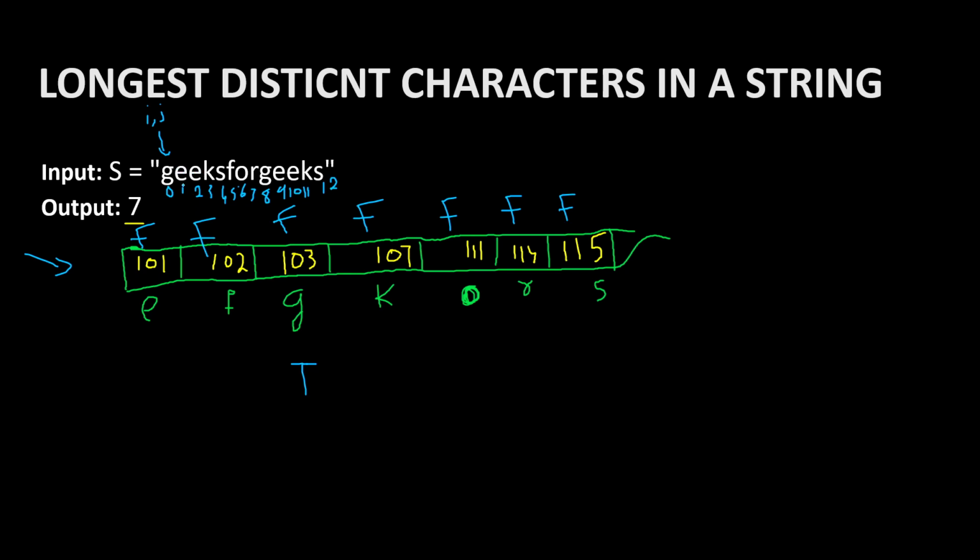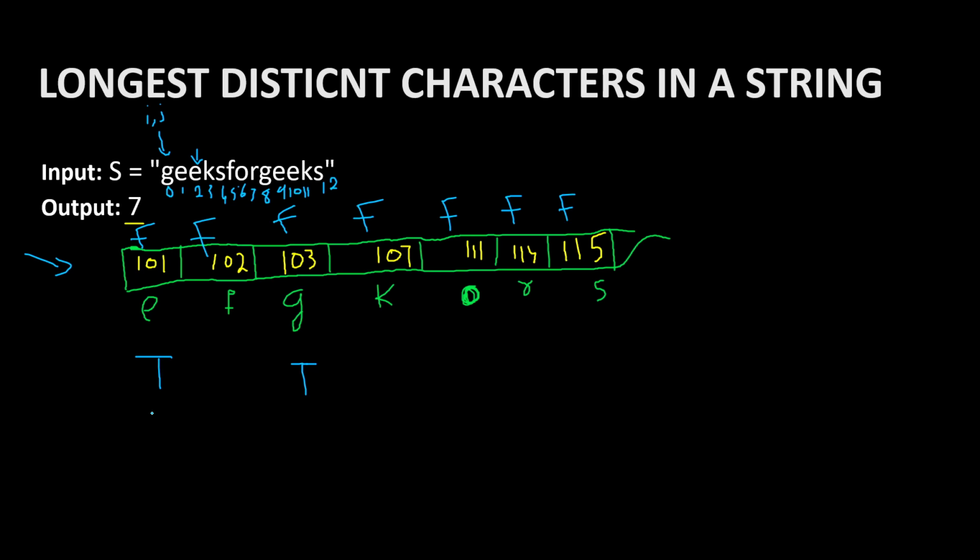Now E is false at the start; at the start, everything is false. Now E has been converted to true. Now if the J index comes to this point, which is at index 2, it searches for the E ASCII value. The E ASCII value has already been converted to true.